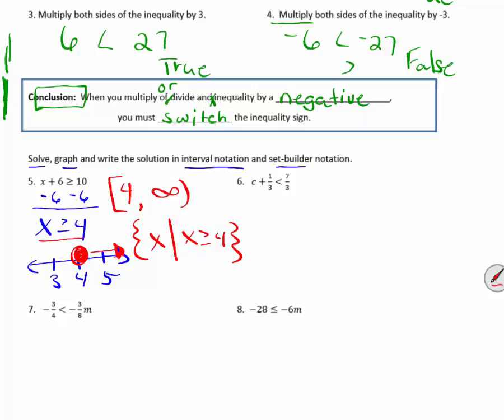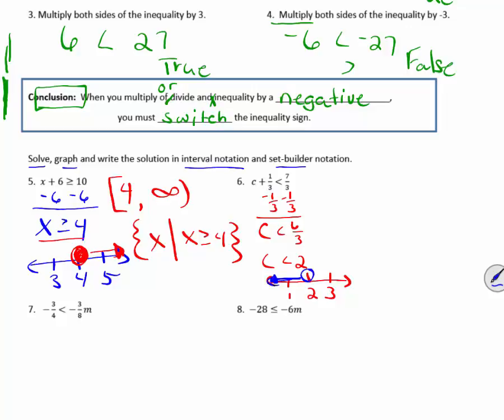All right, number 6. So here I have c plus a third, so I have to subtract 1/3 from both sides. So c is less than, that's going to give me 6/3, which really means c is less than 2. So on my number line, 2 is in the center, 1 and 3. My circle goes at 2. This time I do not color it in because it doesn't say or equal to. It needs to be less than 2. So we're going to the left this time.